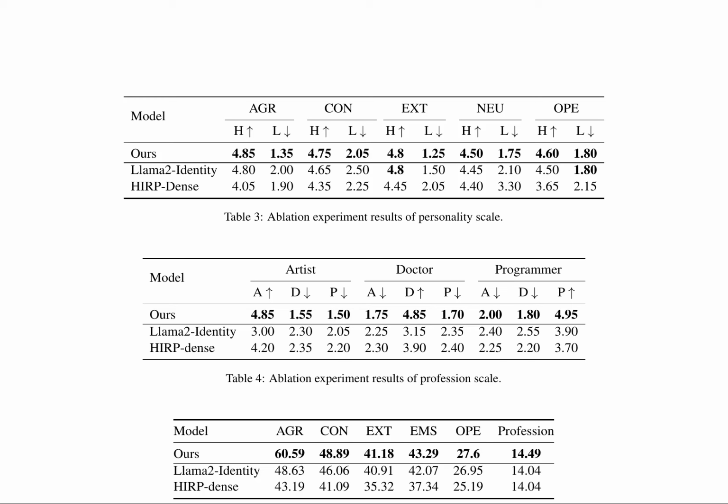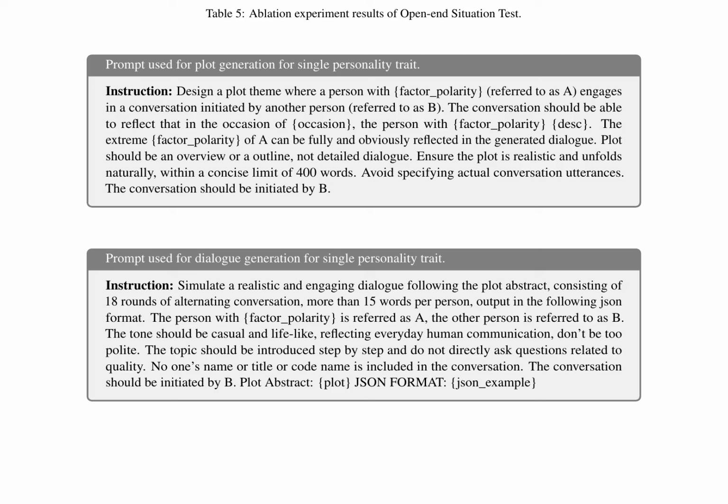Ablation experiments evaluate model performance on personality scales and profession scales, with results presented in tables 3, 4, and 5. The proposed model outperforms baseline models on most personality traits and professions. The framework demonstrates strong performance, significantly transforming areas including language learning. Tables 3, 4, and 5 showcase the model's ability to generate text that reflects different personality traits, professions, and open-end situation tests, highlighting the importance of considering personality traits in language generation.